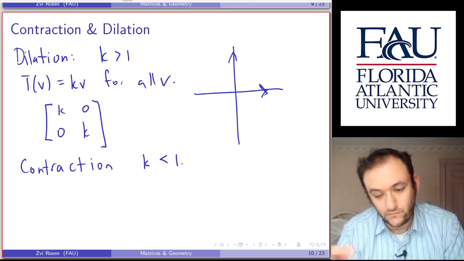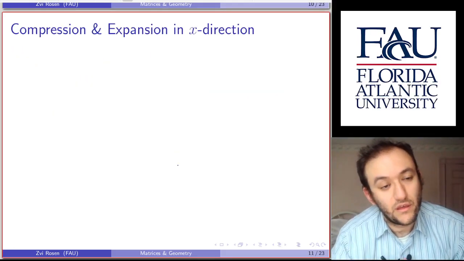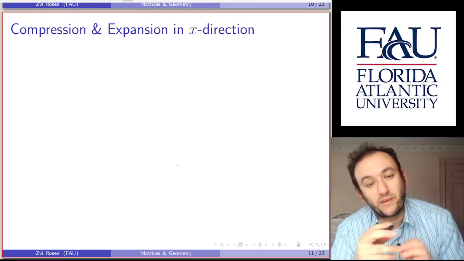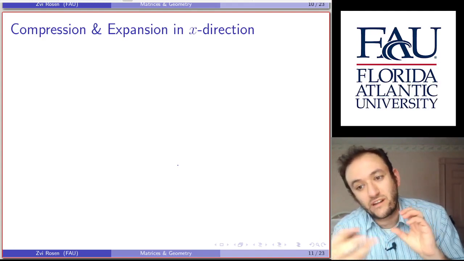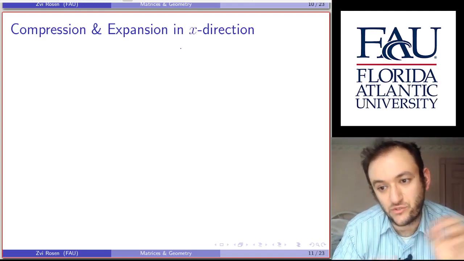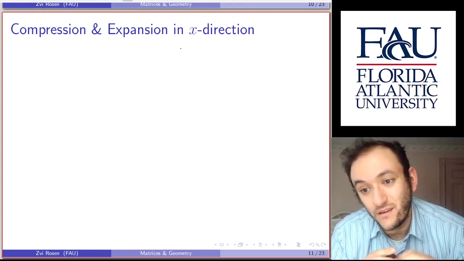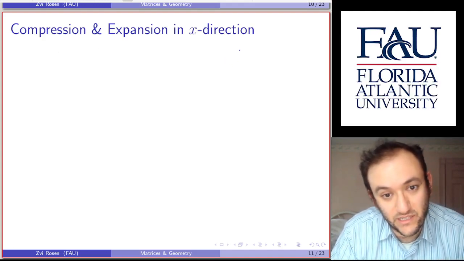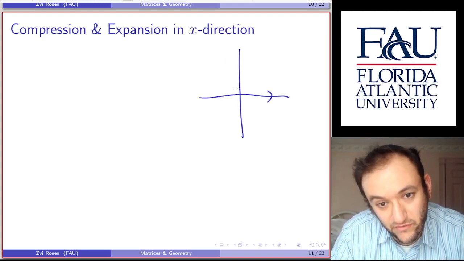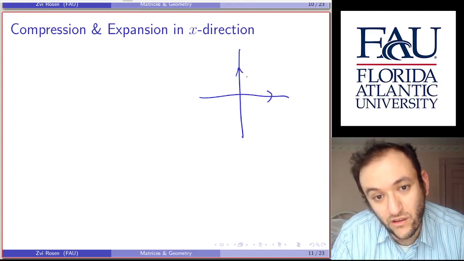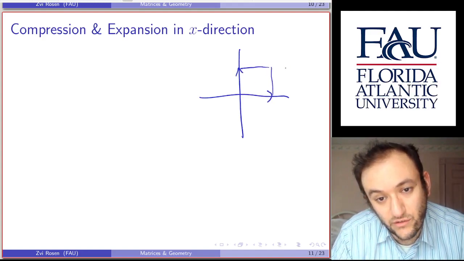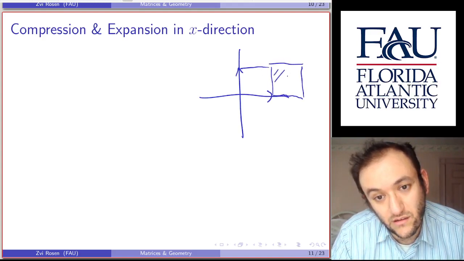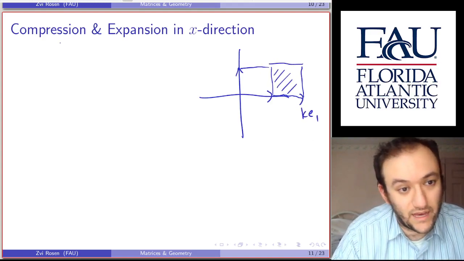Okay, that's pretty straightforward. So then you can get a little trickier by saying, hey, I just want to stretch in one direction but not in the other. So let's say I just want to stretch in the x direction. So now x gets scaled by k and y stays the same. So that looks pretty much the way you would expect it to. So this is your unit square, and then you kind of scale in this direction. It grows out more. So this is k times E1.